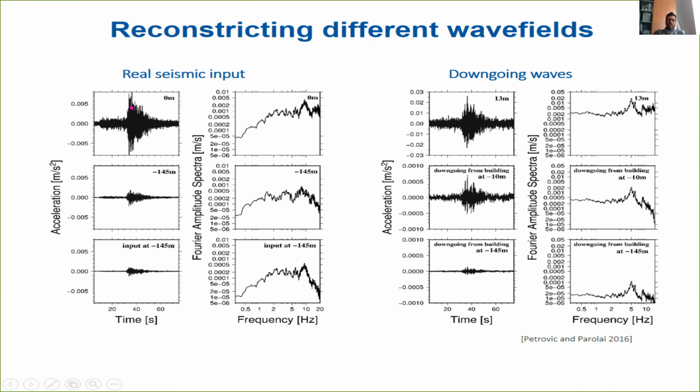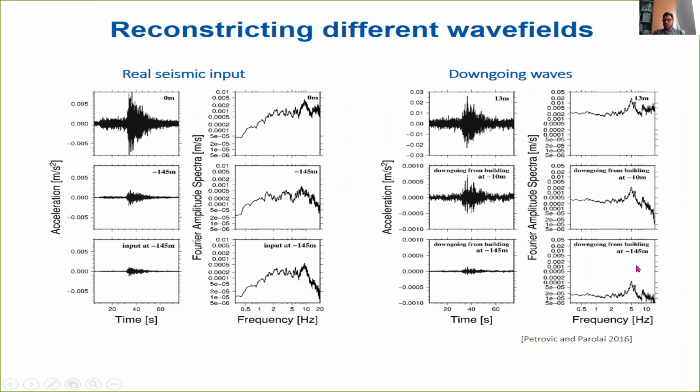This is the recording at the surface. This is the recording in depth, and they are the corresponding spectra. And this is their input after it's cleaned of the downgoing waves. You see also how the spectrum is changing. For the downgoing waves, this is the recording at 13 meters depth. And this is the downgoing wave from the building at 145 meters or at 10 meters depth.